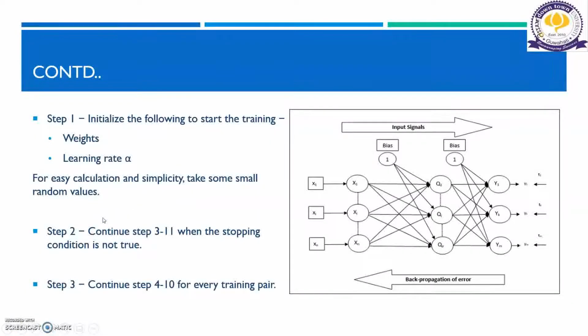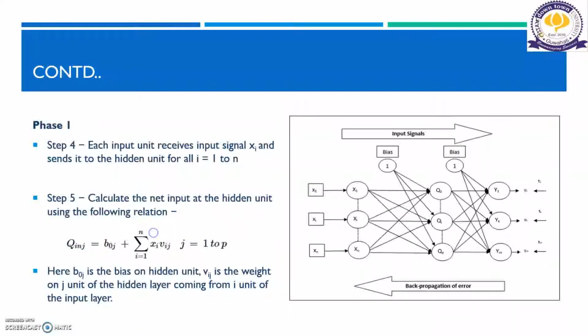So in step 1, it's the same. You just need to initialize weights and learning rate to some small random values. Then for every training pair, which is your input and your target output, you need to follow phases 1, 2, and 3. So let's see what happens in phase 1.